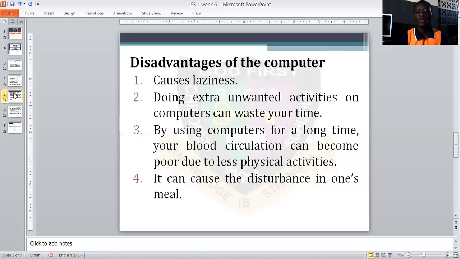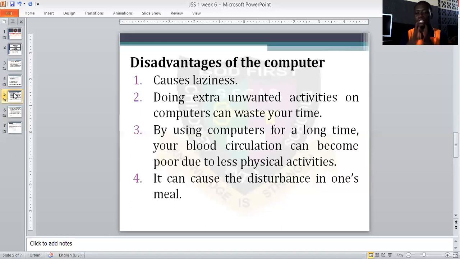Two, doing extra unwanted activities on the computer can waste your time. This is common among the youth of nowadays. This is common virtually among everybody nowadays. You ask them to work with the computer, and instead of doing that, you see them doing something totally different, either by browsing the internet, by playing games, or by doing unnecessary things, thereby wasting their precious time doing something that is not tangible. So doing extra unwanted activities on the computer can waste your time. That is doing what you are not supposed to do.